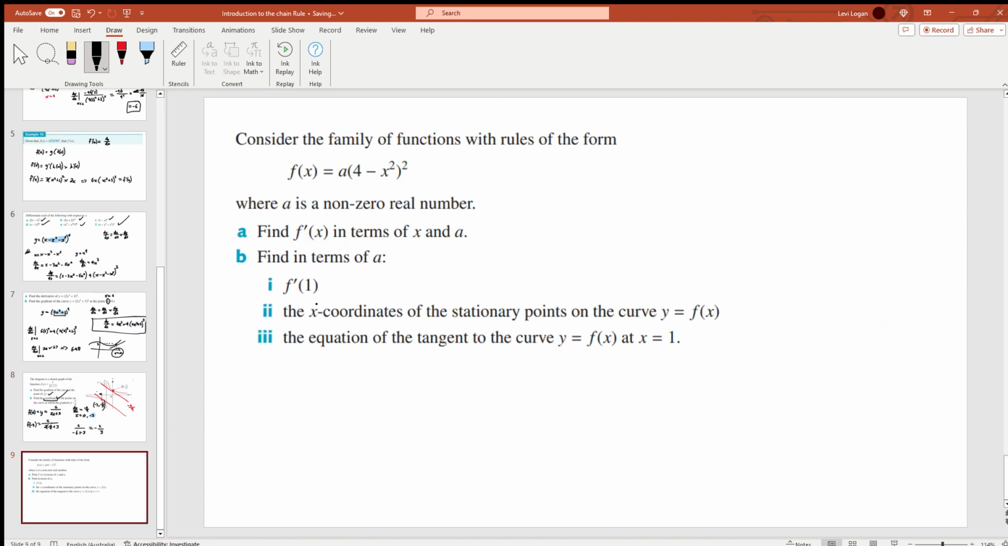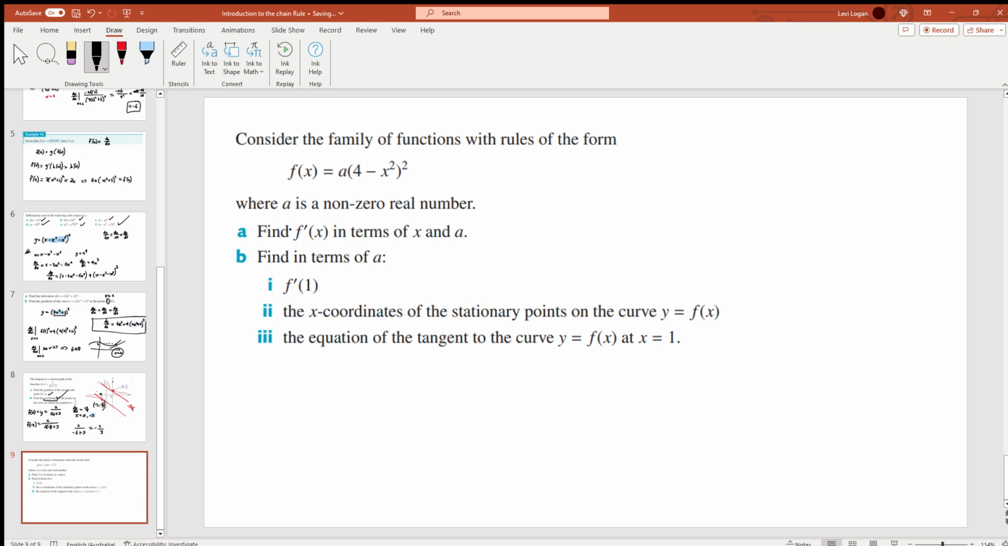Okay, so consider the family of functions with the rules of this form here. So the reason why they said family of functions is because, well, for starters, we have a here, where a is probably just some number, pretty much, that you can plug in. So if you plug in different values of a, you get different functions. So that's why they've addressed it as a family of functions, because it's not one specific one. Okay, so a is a non-zero real number. So pretty much a is a number that isn't zero, because if it was zero, that whole function wouldn't exist.